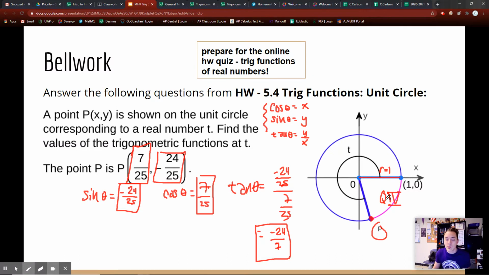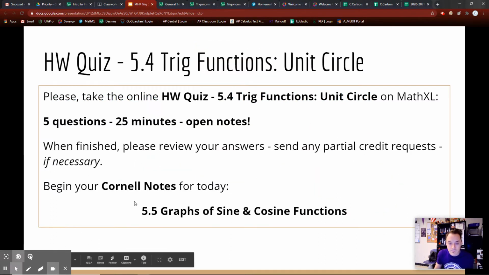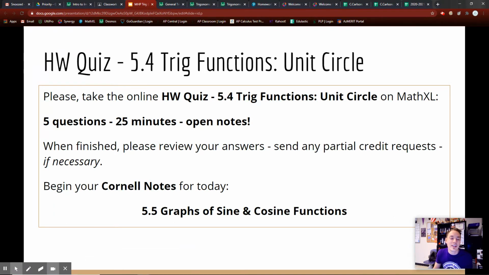I hope that rings a bell of what we did yesterday. That's really the biggest chunk here. I don't want to go through any more bell work questions; I want to conserve the time, but I hope that makes sense. So let's erase. You have 25 minutes on the homework quiz.